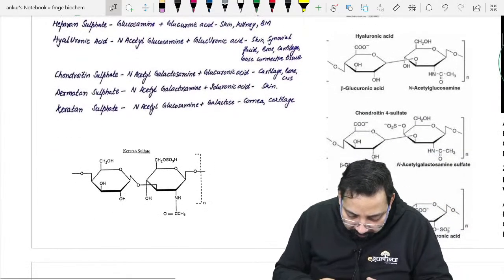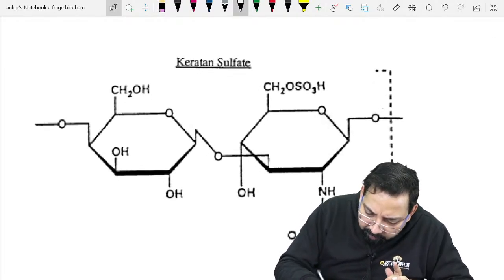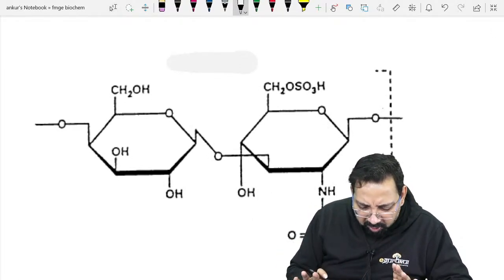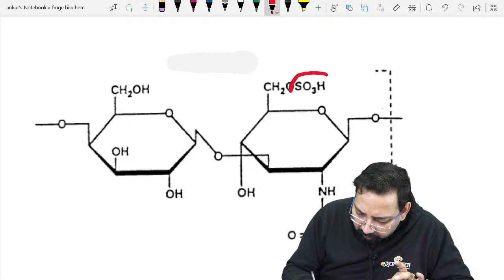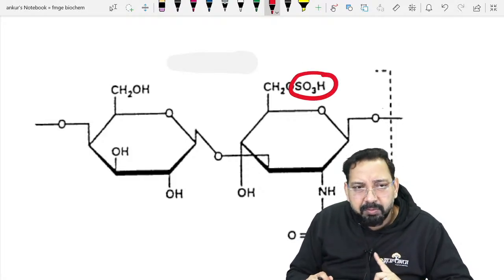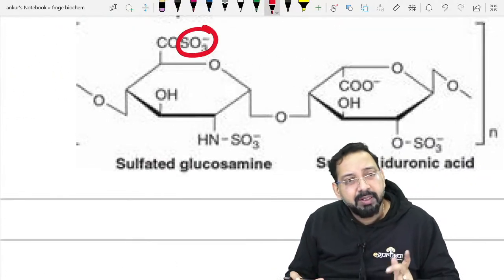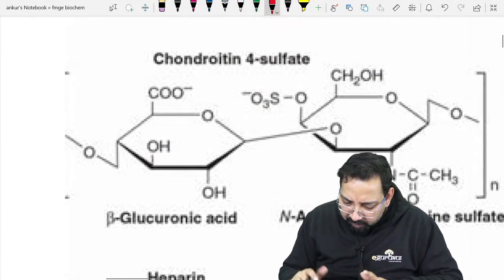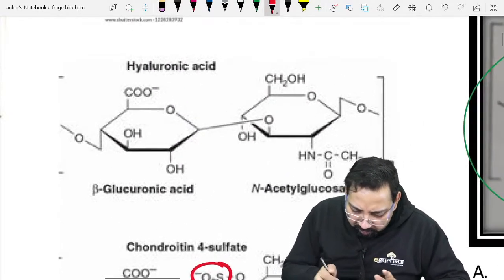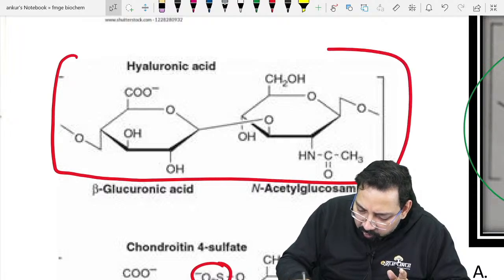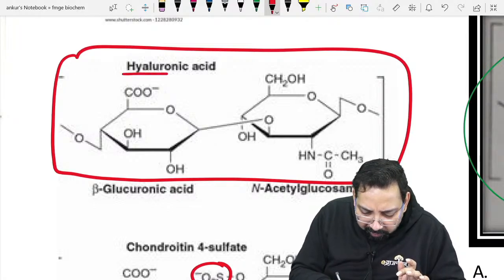Now let me explain. Look at this. If a structure is given and we don't know which structure it is, the first step is to search for sulfate. If sulfate is there, it can't be hyaluronic acid. Sulfate is there, it can't be hyaluronic acid. Sulfate is there, it can't be hyaluronic acid. No sulfate: hyaluronic acid.